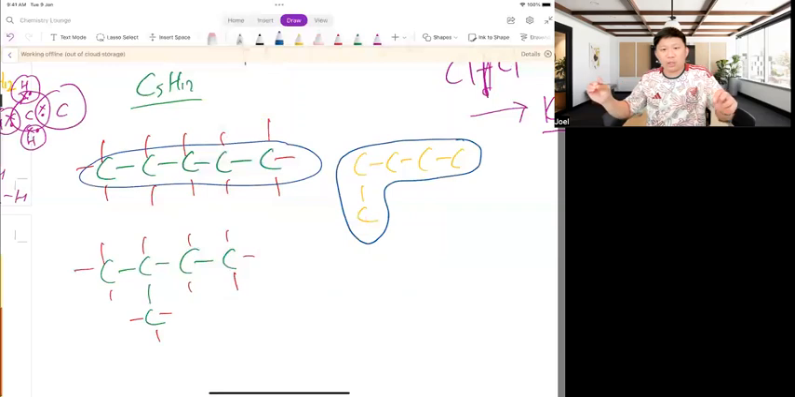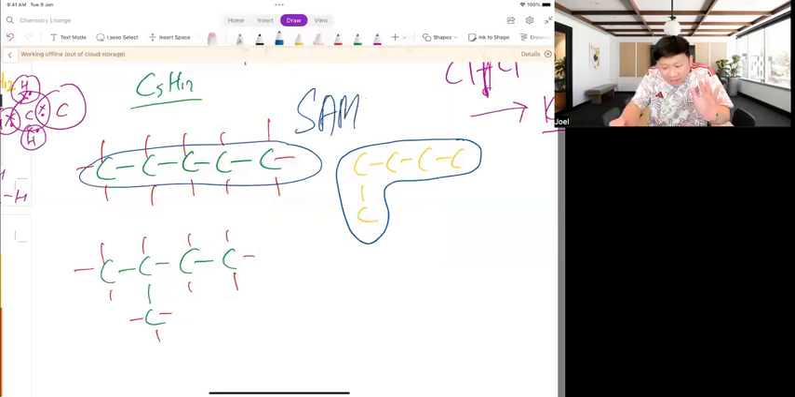It's like I have a string or rope or rubber band. I just bend it down. It's still the same line, right? So these two are the same. They are not isomers. They are the same structure, so this one cannot be counted. Must understand.